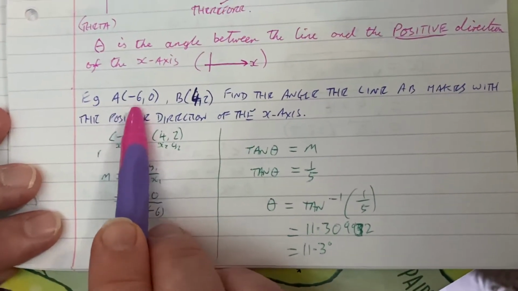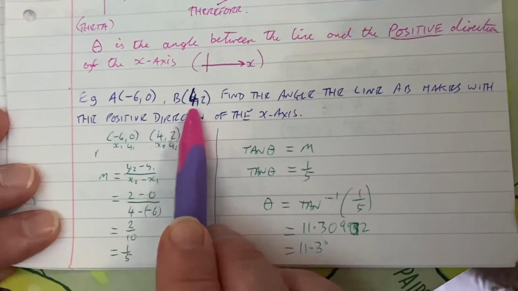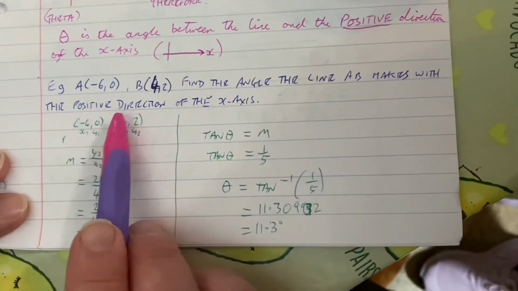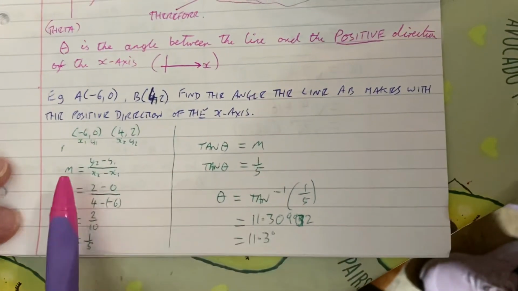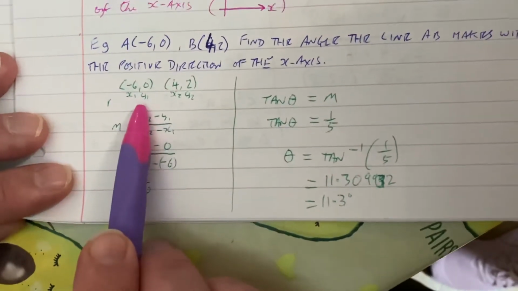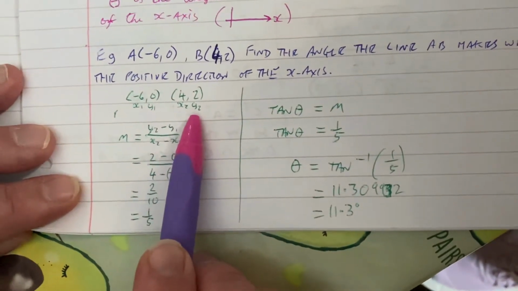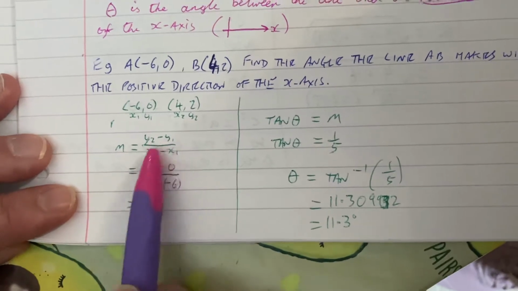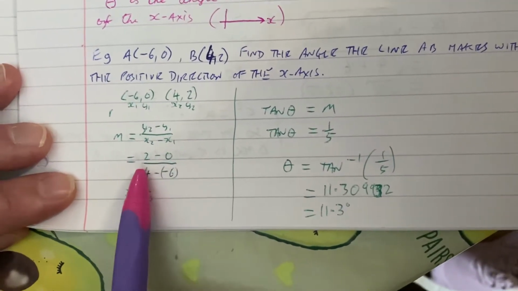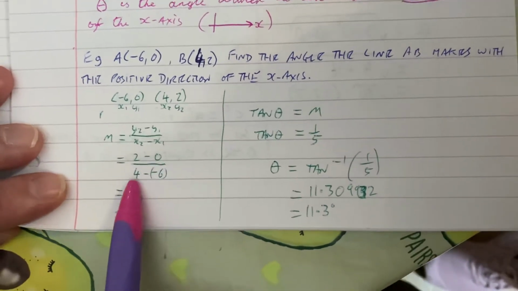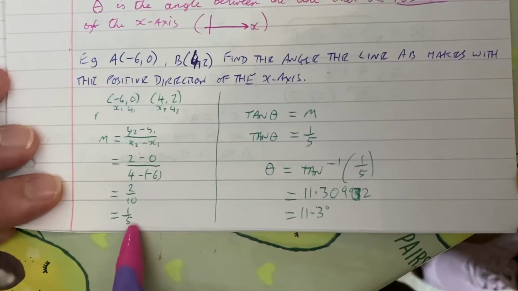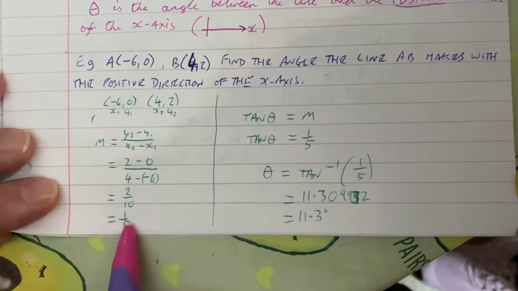So looking at an example, e.g. A equals (-6, 0), B is (4, 2). Find the angle the line AB makes with the positive direction of the x-axis. So here we've taken our 2 points. We labelled them x1, y1, x2, y2. Our gradient formula, y2 minus y1 over x2 minus x1. We put our values in, so 2 minus 0 over 4 minus negative 6. So we get 2 over 10, which is 1/5. So our gradient m is 1/5.